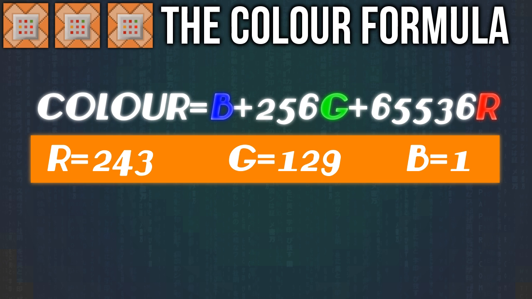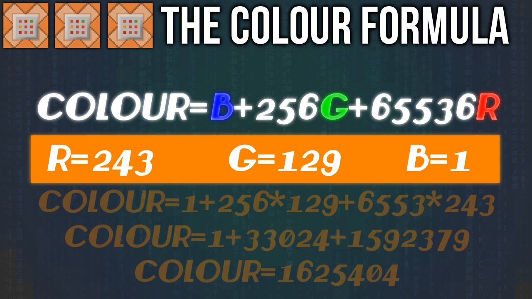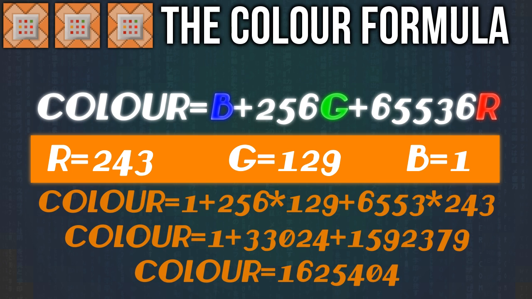So if we plug this into our formula, we get 1 plus 256 times 129 plus 6553 times 243, which resolves to 1 plus 33,024 plus 15,925,248, and in total this gives 15,958,273, which is the final value that we can put into the command block, and it's also a massive number which is painful to say out loud.